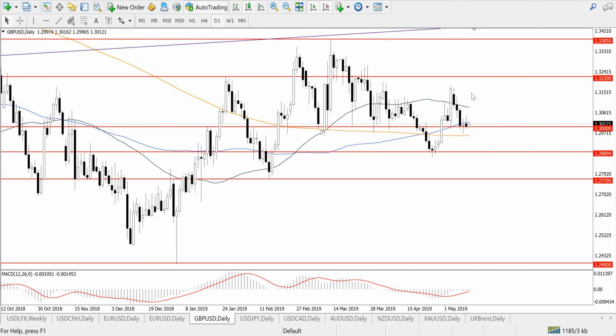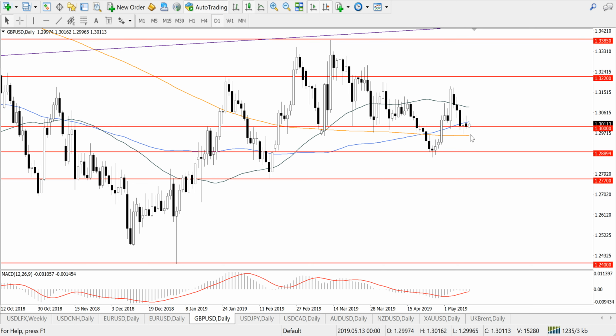The British pound was under negative pressure. We can see that by the end of the week, the currency pair fixed below the 100-day moving average in the area of 1.3022. It is now hovering above 1.30 level, the key psychological level. Moving averages on the daily chart are horizontal, and it means that the currency lacks momentum for the movement to the upside and for the movement to the downside as well. We can expect consolidative dynamics with probably the bearish bias.